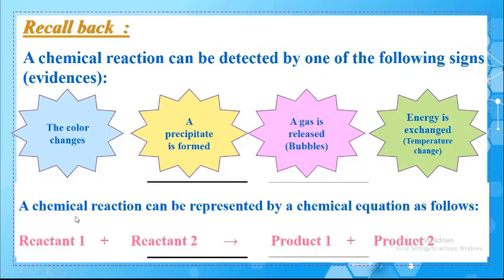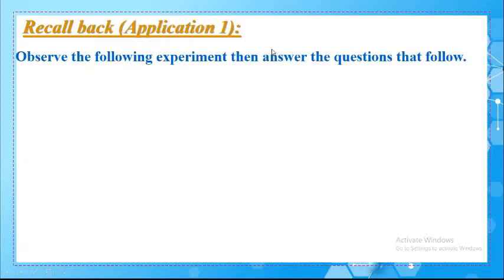And we've also studied that a chemical reaction can be represented by a chemical equation as follows, where I write the name of reactant 1, draw a plus, which stands for the words reacts with, then the name of reactant 2 and so on. Then draw an arrow that stands for the word gives and write the names of the products, placing a plus between them. Let's also make an application.